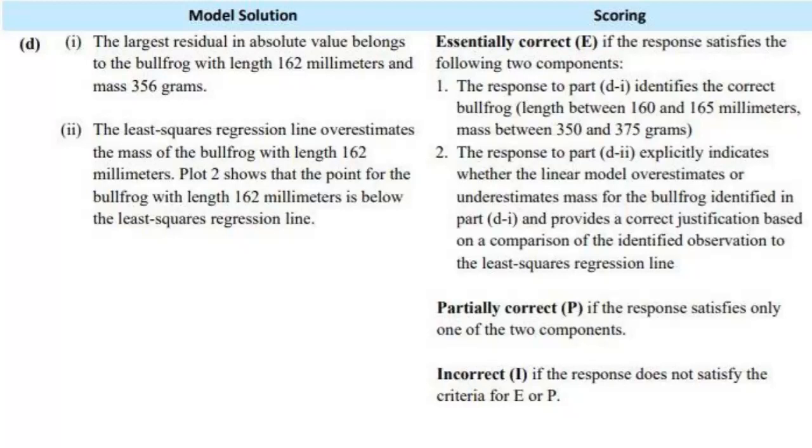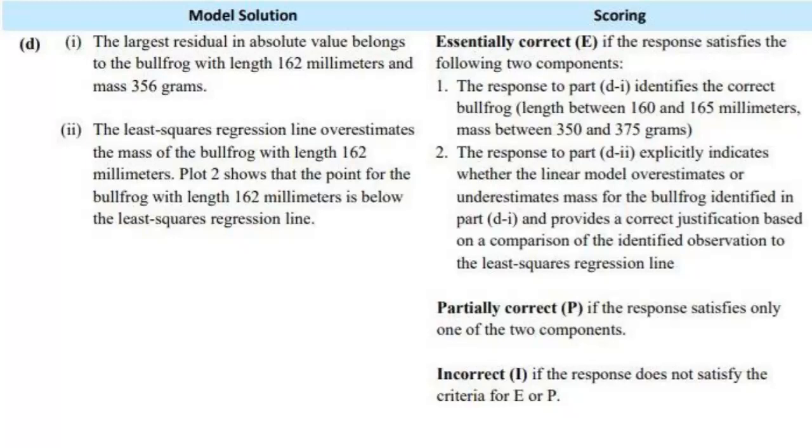If they incorrectly identify the point here, but for the point they reference here, they correctly describe it here, that would be a P. Partially correct if the response satisfies only one of the 2 components. So again, if they incorrectly identify here, but their rationale here is correct, that would be a P. Or if they correctly identify this, but they botch part DII, that would also be a P.